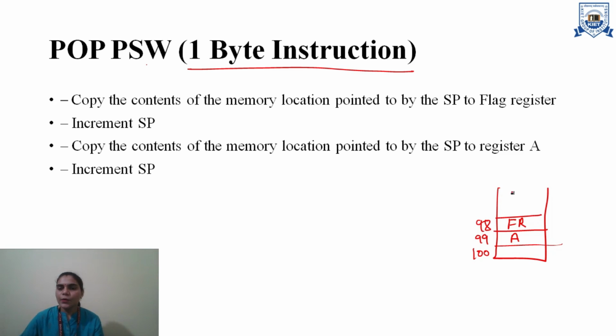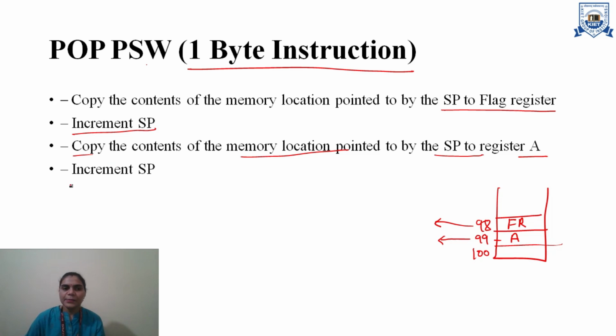Now, if we are going to pop from the stack, first the flag register data will be popped out. Then we will again increment the stack pointer and the data from the stack will be popped out and inserted into the accumulator. So first copy the content of the memory location pointed by the stack pointer to the flag register and then increment the stack pointer. Then copy the content of the memory location pointed by the stack pointer to register A, that is the accumulator, and then increment the stack pointer.